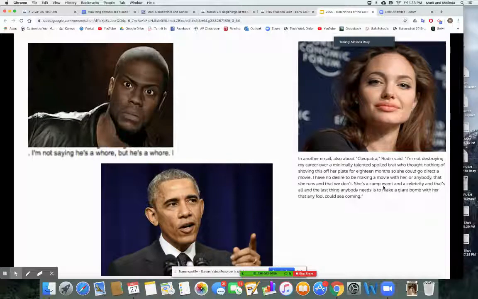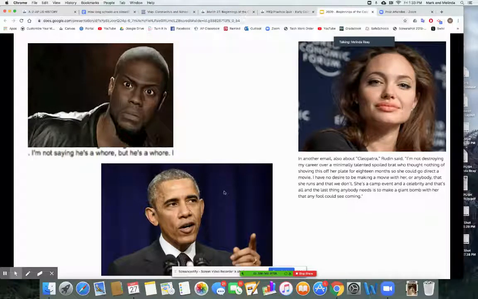First, Kevin Hart was in a film with Sony back in 2014. He had requested $1.2 million to actively promote the film on his social media, or he said he wouldn't promote the film. As you can see right here, this is what was said in an email from the CEO to another CEO about Kevin Hart because of that decision. Basically, you can see Angelina Jolie here, and I'm not going to read it all, but it basically said that Angelina Jolie was a minimally talented, spoiled brat, and all these different things.